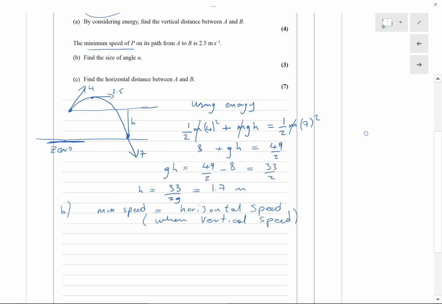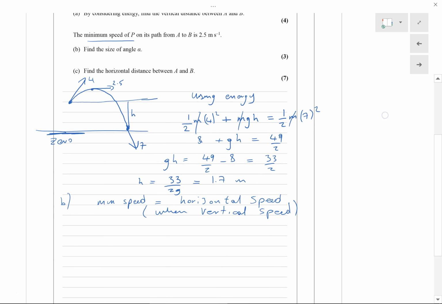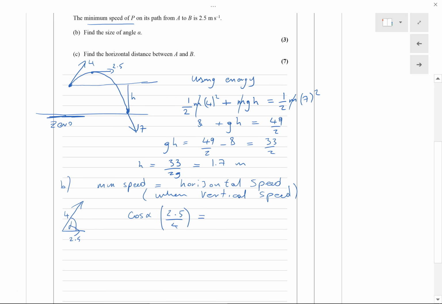Okay, so that must mean, if we go back to our situation here, it says it's projected with speed alpha. So now we've got this as 4 and this as 2.5, and we've got alpha. So we've got cos alpha is equal to 2.5 over 4. I'll work that out, inverse cos that gives me 51 degrees.